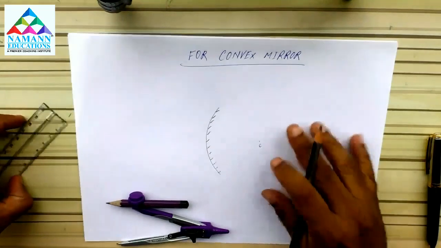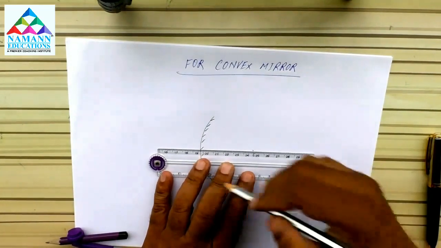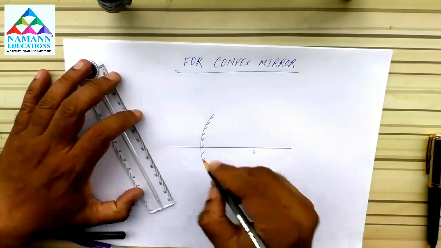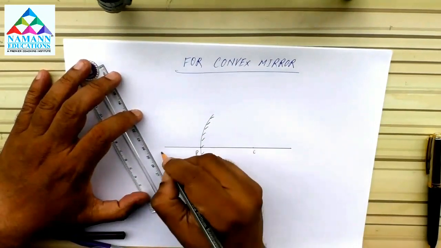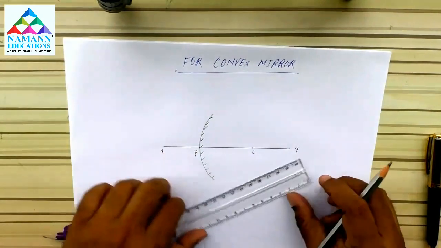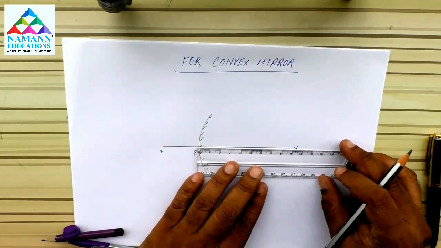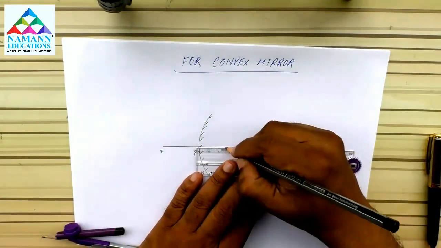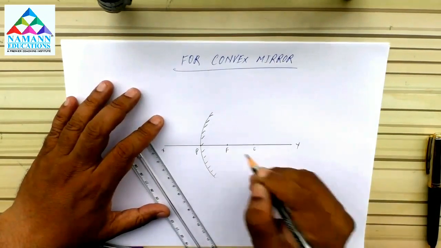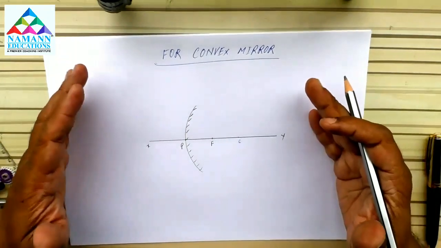And then you draw the principal axis. So this point is pole, XY is the principal axis, and the midpoint between P and C is 5, so 2.5 centimeter. At this point we can mark principal focus. So if you are ready with such diagrams, then it will be easier to draw the ray diagrams quickly.